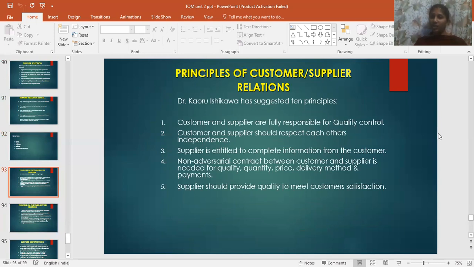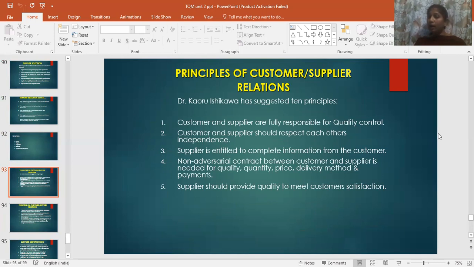According to Kaoru Ishikawa, he has suggested 10 principles of customer-supplier relations. The first one is that customer and supplier should be fully responsible for quality control. Then customer and supplier should respect each other's independence. The supplier should completely give information or gather information from the customer. Then a non-adversarial contract between customer and supplier is needed for quality, quantity, price, delivery method, and payment.